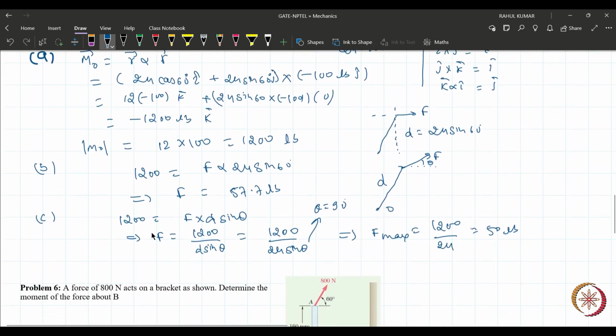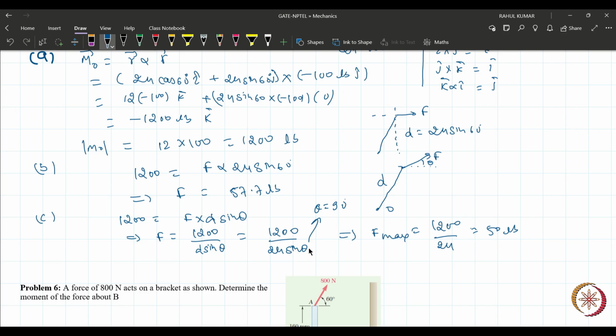Now I want to determine the minimum value of F. So how will F be minimum? When its denominator is maximum, and the denominator will be maximum when sin theta is maximum. The maximum value of sin theta is 1, when theta is 90 degrees. That's why I have written F equal to 1200 divided by 24, which is exactly equal to 50 lb. Did you get it?